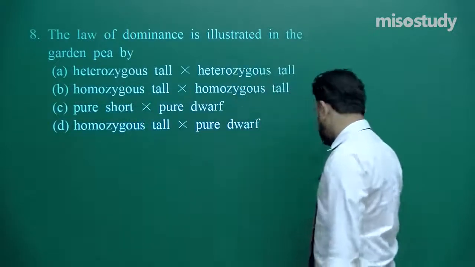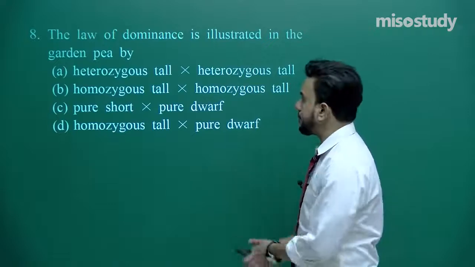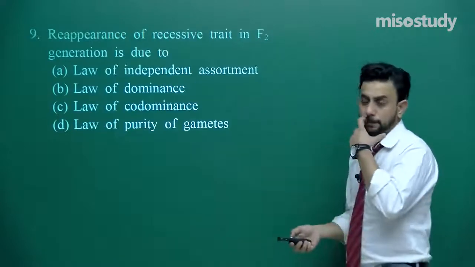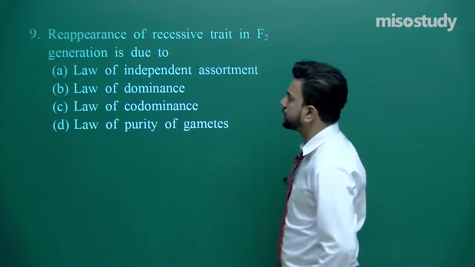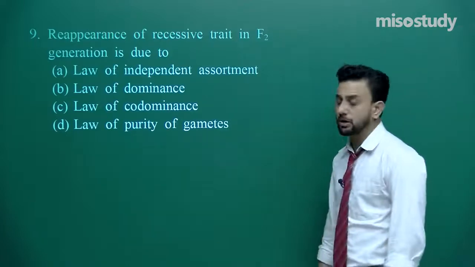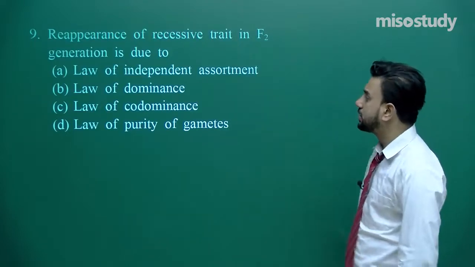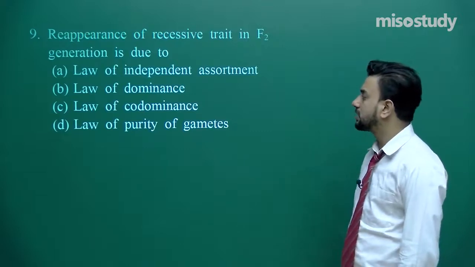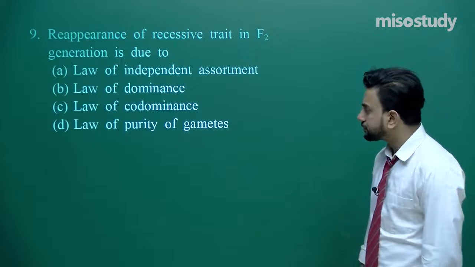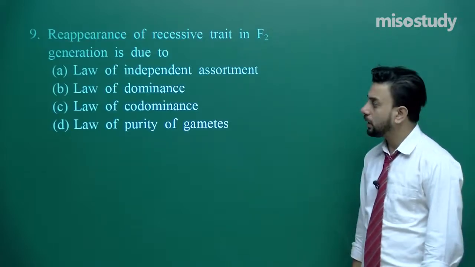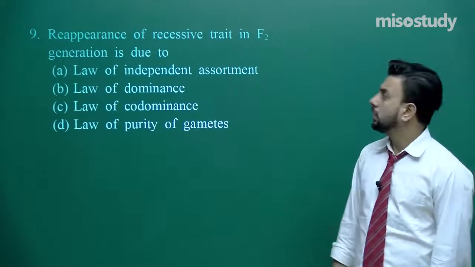Now let us talk about the next question, the ninth question. Reappearance of recessive trait in the F2 generation is due to: the law of independent assortment, the law of dominance, the law of codominance, or the law of the purity of the gametes. Right. Once again the same thing.